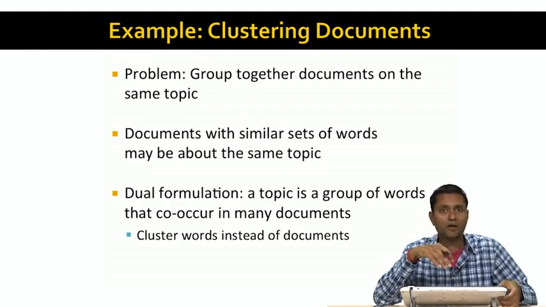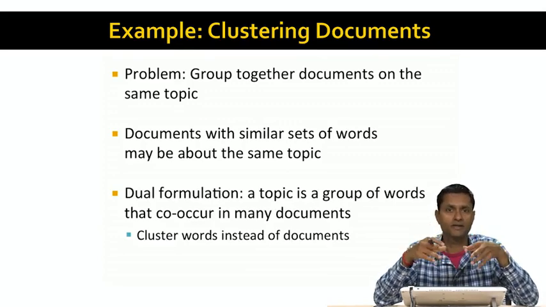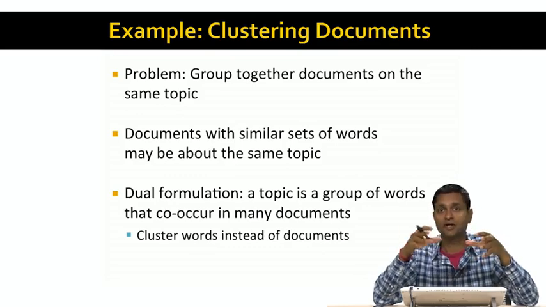A dual problem is to find topics instead of documents. A topic is just a group of words that co-occur in many documents. So we could instead look at words in the space of documents and cluster those rather than clustering documents in the space of words. And when we do that, we'll find topics instead of document clusters.